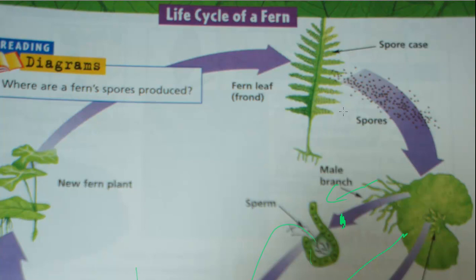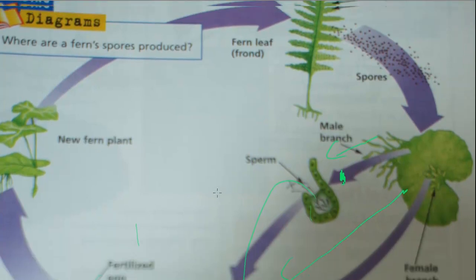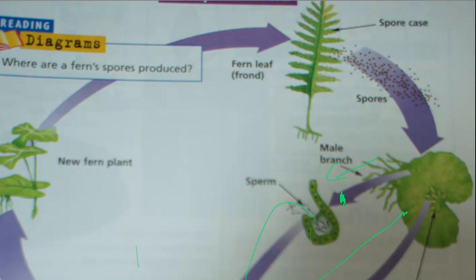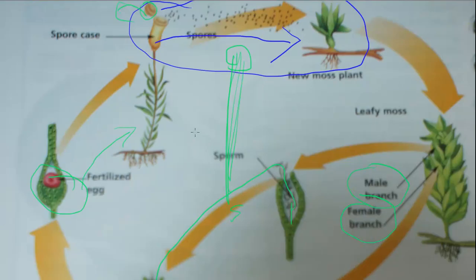If a male sex cell fertilizes a female sex cell, the fertilized egg starts to form a new plant. The new plant develops into a leafy fern plant. Spore cases on the fern fronds produce spores, and the life cycle begins again. So this and the one before are very similar.